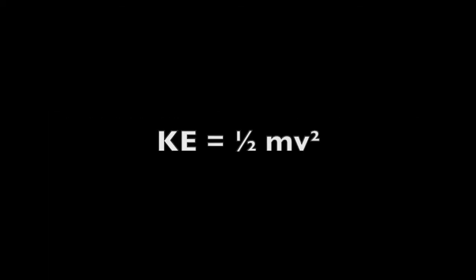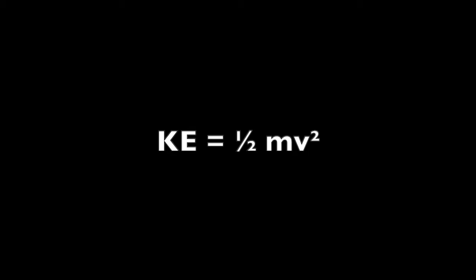Kinetic energy is the energy an object possesses because of its motion. The amount of kinetic energy an object or particle has is directly proportional to its mass and the square of its velocity. You will see this equation, KE equals 1/2 mv squared. And you have seen this before.